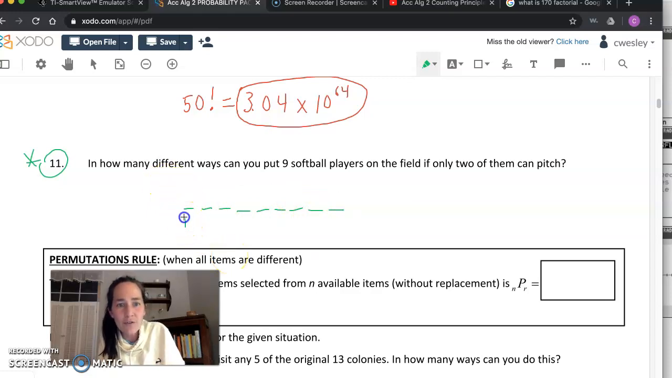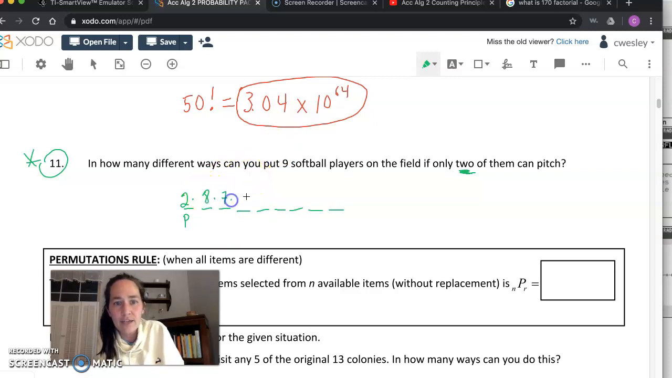But can we specifically place the pitcher in the first spot? Because only 2 of your players can pitch, you only have 2 choices for the first slot. After that, all the rest of the players, including the other pitcher you didn't pick, can play any of the other positions. So you've used one of the 9, now you have 8 left over.